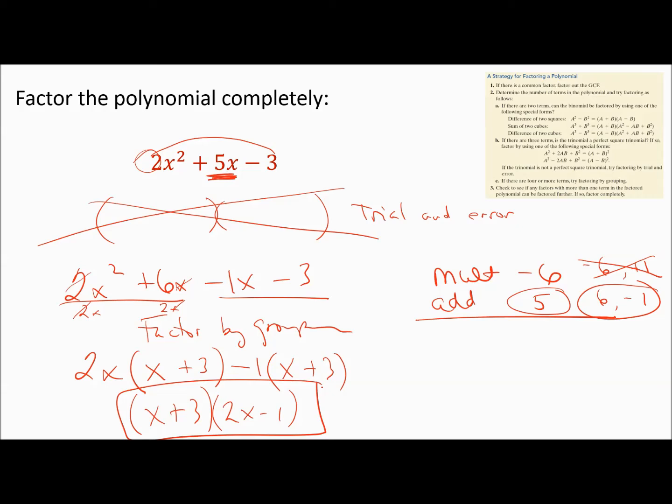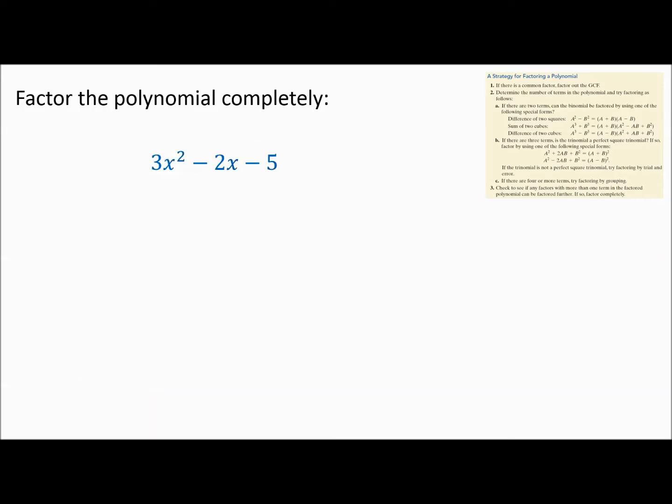Is that completely factored? How do you check it? Multiply it back out. What was new about this problem? We had to multiply the 2 times the 3. So whenever you have a leading coefficient that's not 1, you have some extra steps to do. And factor by grouping, to me, is the easiest way to do those extra steps to get this problem handled. Yeah, I thought you might benefit from seeing that again.